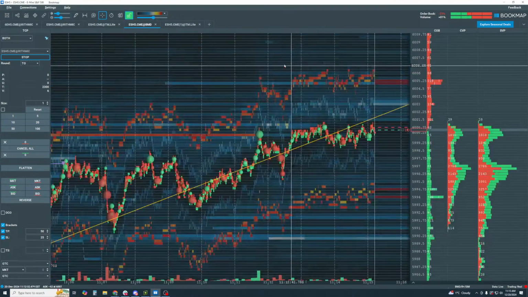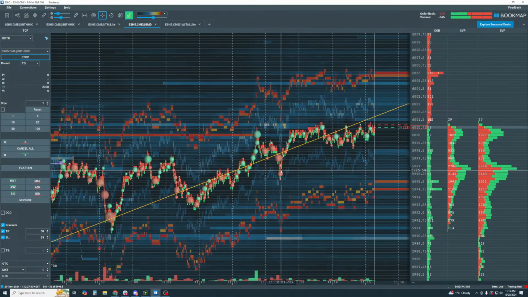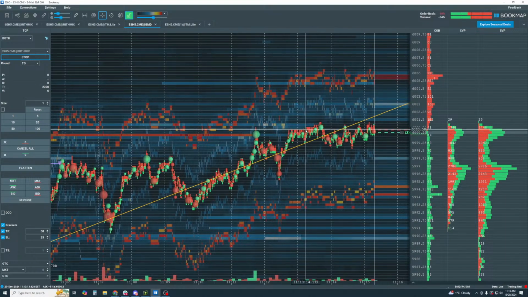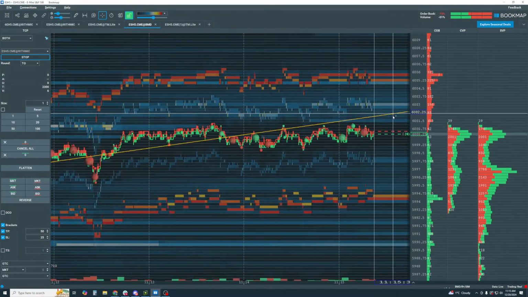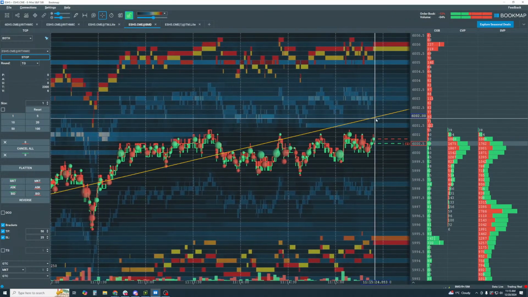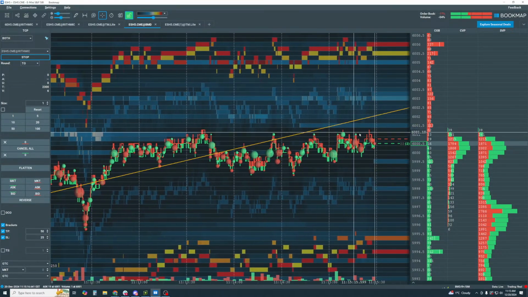Okay, we got our pullback. Now let's just take a look at this in here. We got our pullback, and now we're looking at more demand if it's coming in, and we're starting to see some. Now they've got to make more. There's got to be more demand at a higher high here. Are we getting there?